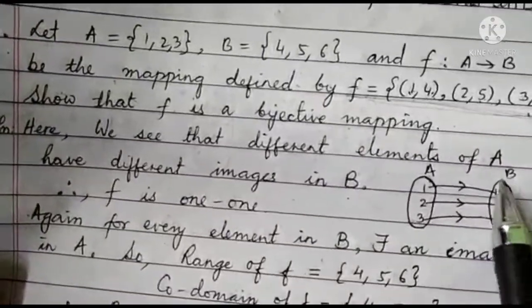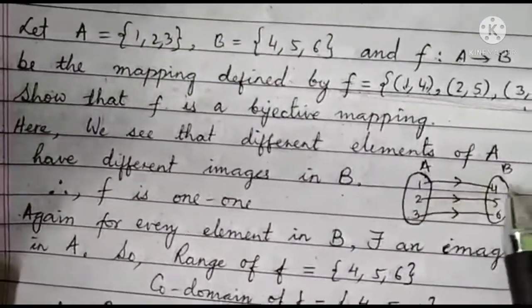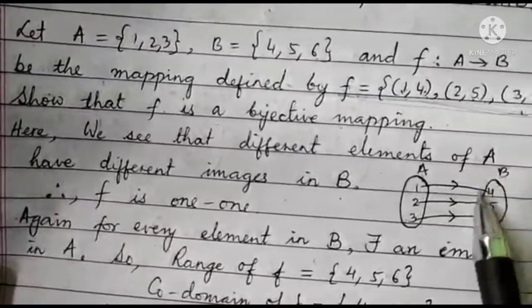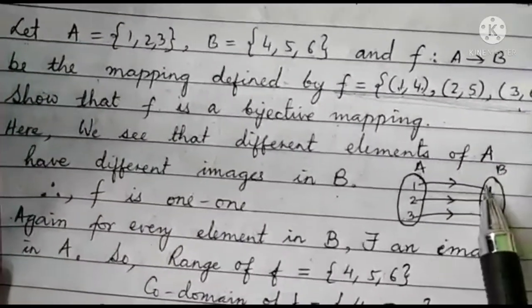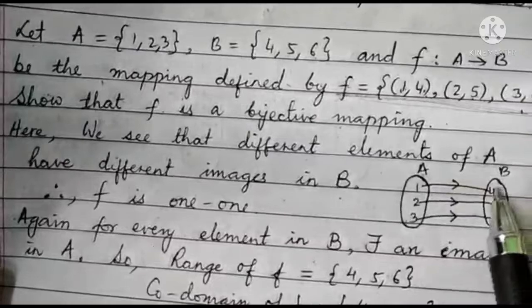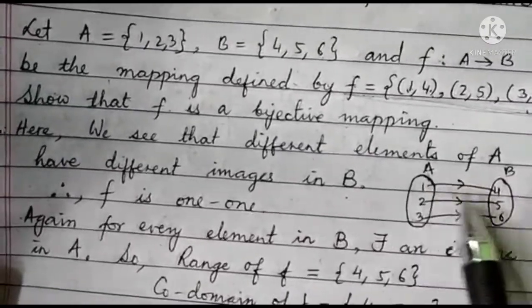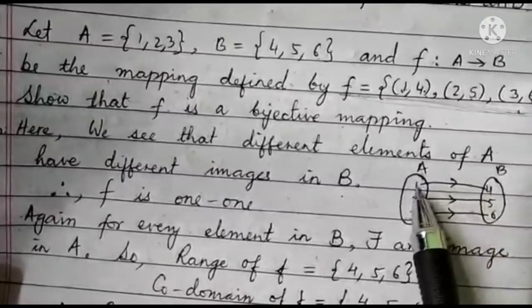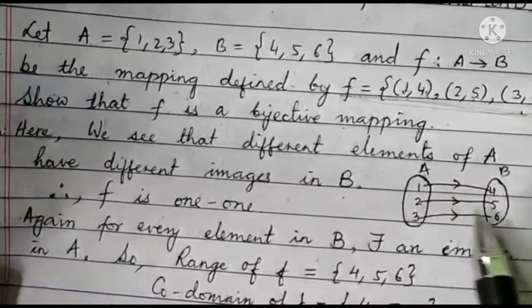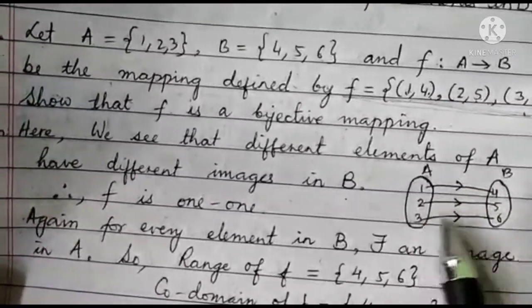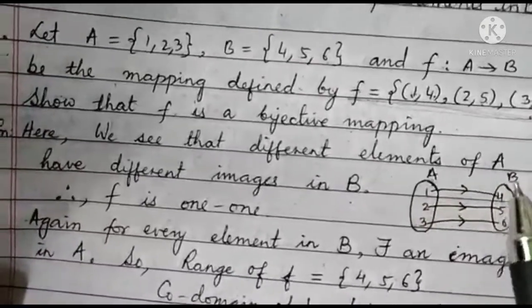Now see, for this function to be onto, every element in B must have at least one pre-image in A. You can see 4 has a pre-image in A, 5 has a pre-image in A, 6 has a pre-image in A. That means the function is also onto.